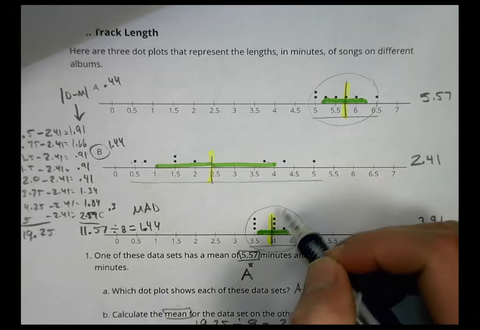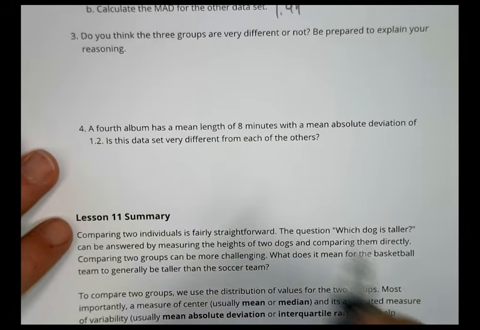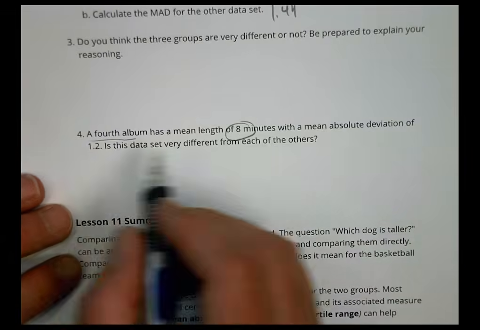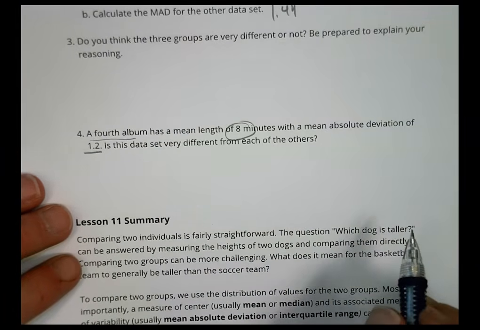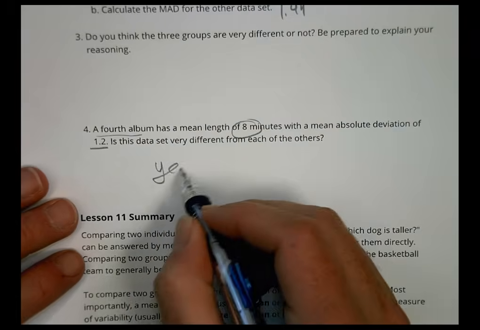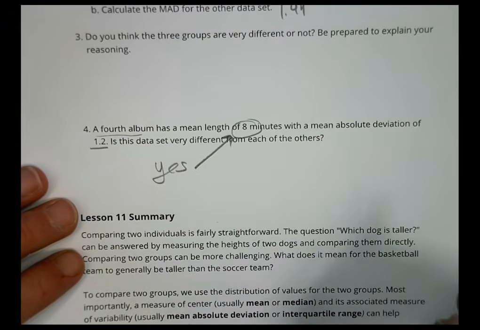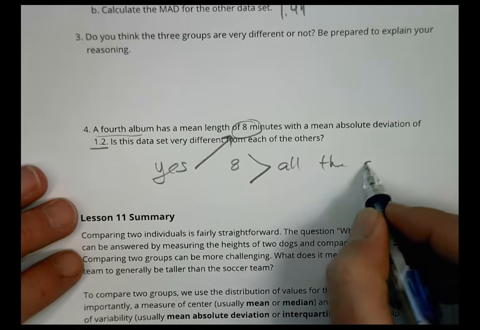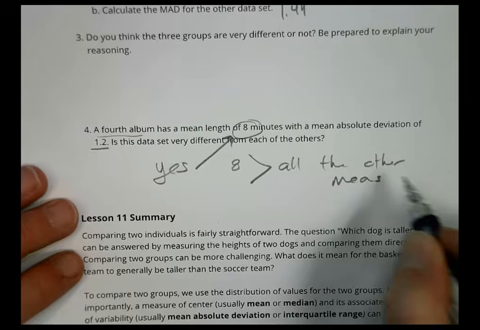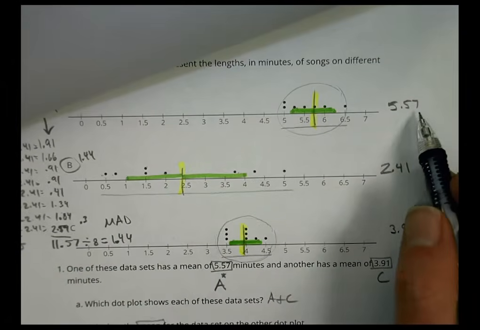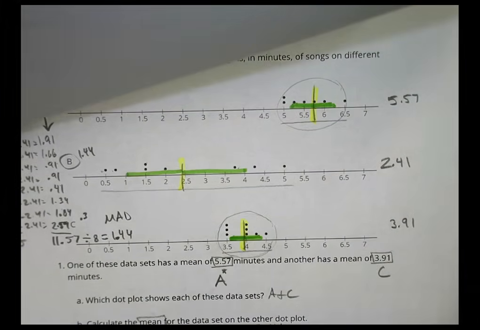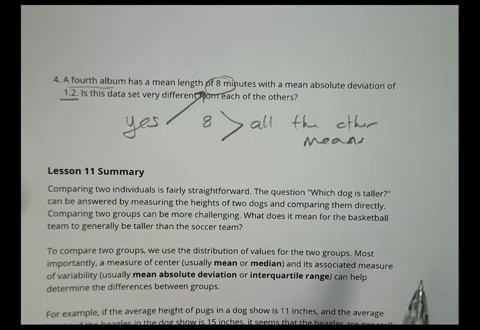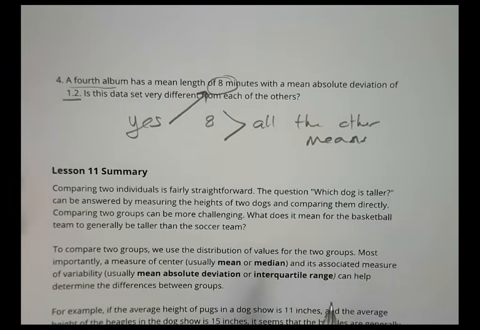It says a fourth album has a mean length of 8 minutes with a mean absolute deviation of 1.2. Is this data very different? Well, we would definitely say yes, but why yes? I think the key thing there is that mean. That mean is 8. That's greater than all the other means, isn't it? All the other means are much, much smaller than that. We had means that were 5.5, 2.4, and 3.9. 8 is much greater. So you're going to find that that album is going to have a lot more long songs compared to all the others. Okay, so that's a lot of information, I know.